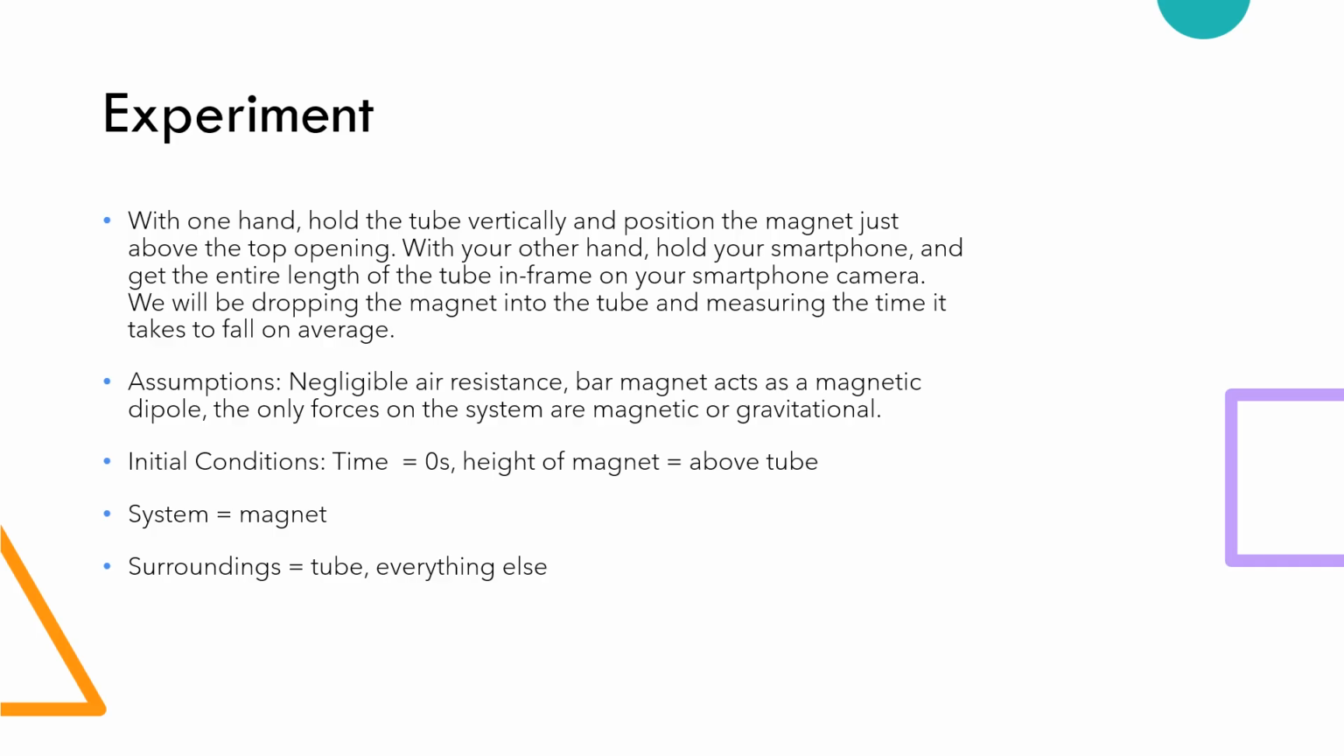The assumptions that we're making are that there's negligible air resistance, the bar magnet acts as a magnetic dipole, and the only forces on the system are magnetic or gravitational. And that's basically the assumptions we're making. So the initial conditions are that time is equal to 0 and the height of the magnet is above the tube at a fixed point. So the system is the magnet and the surroundings is the tube and everything else.